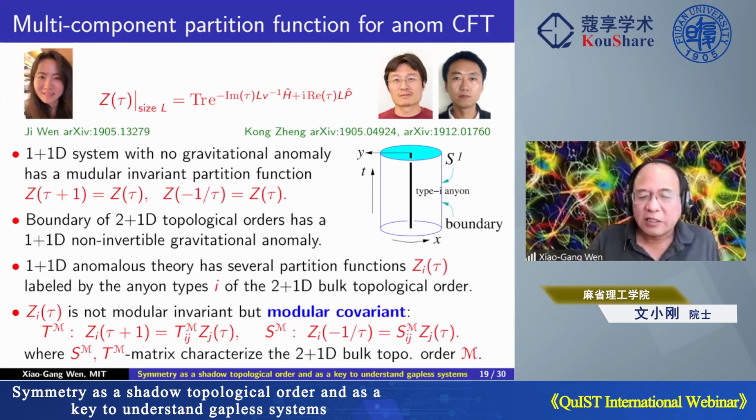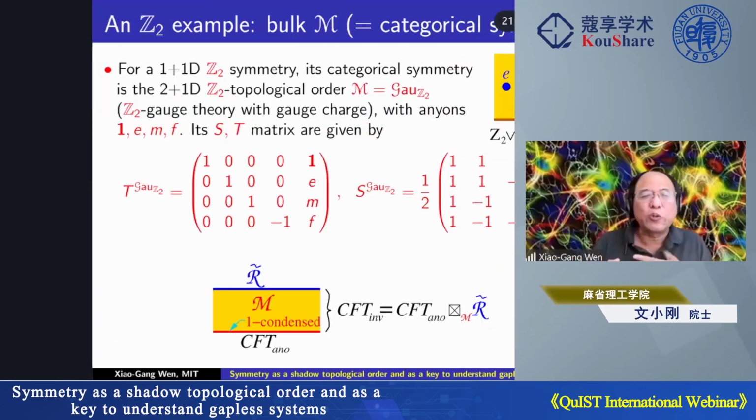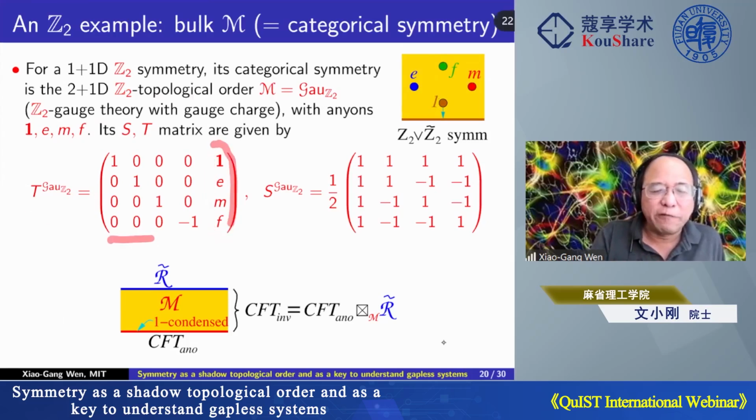Let's just give an example using this Z2 example we discussed before. The Z2 gauge theory has 4 bulk anyons, so the ST matrices are 4x4 matrices. The T matrix describes self statistics. This -1 means this particle is a fermion, and the +1 means these 3 particles are bosons.